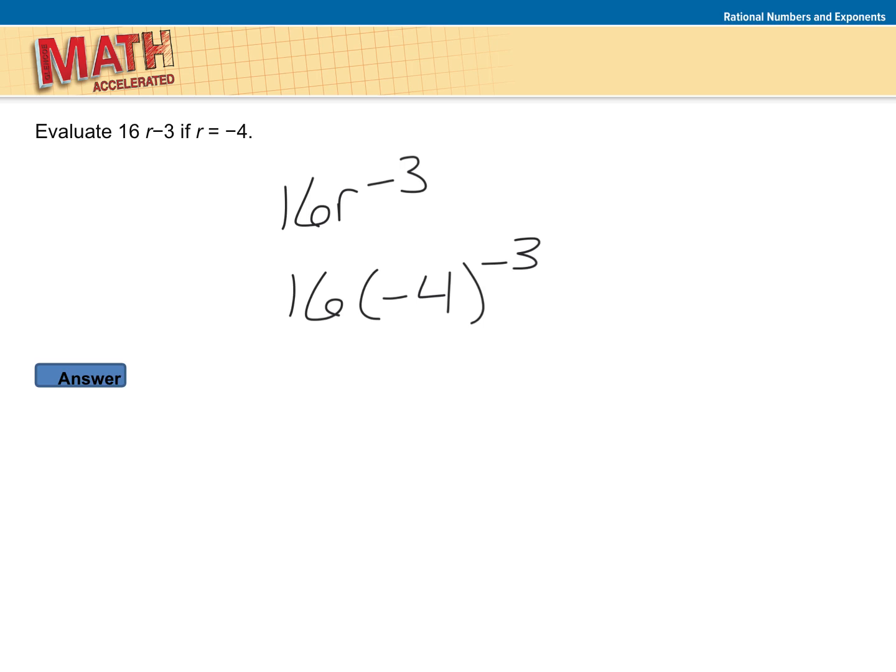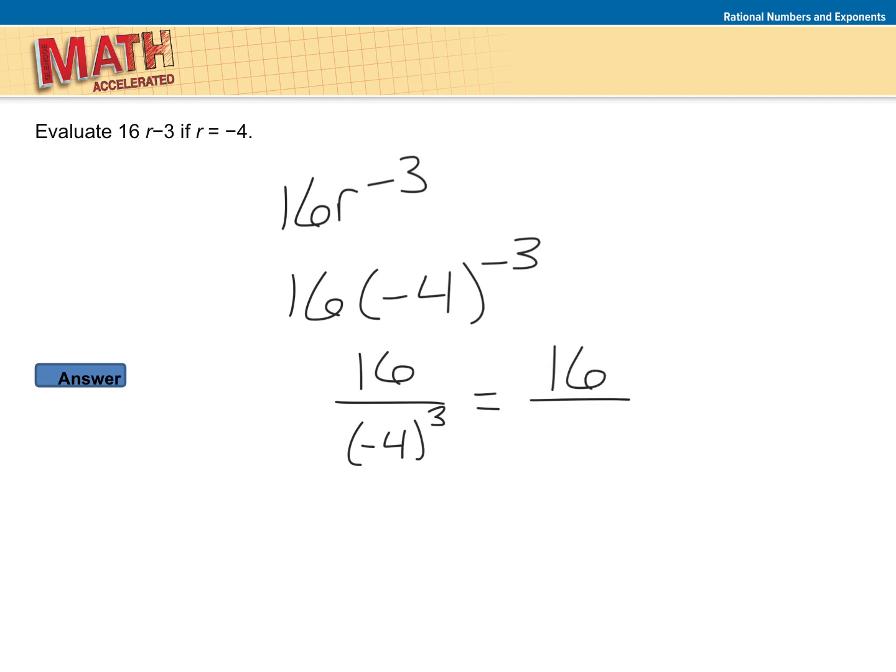What? Because what do we notice? We have that negative in there. So what stays on the top? 16 stays on the top. Okay, what goes to the bottom? -4 to the +3rd power. Good. Now we can just evaluate.